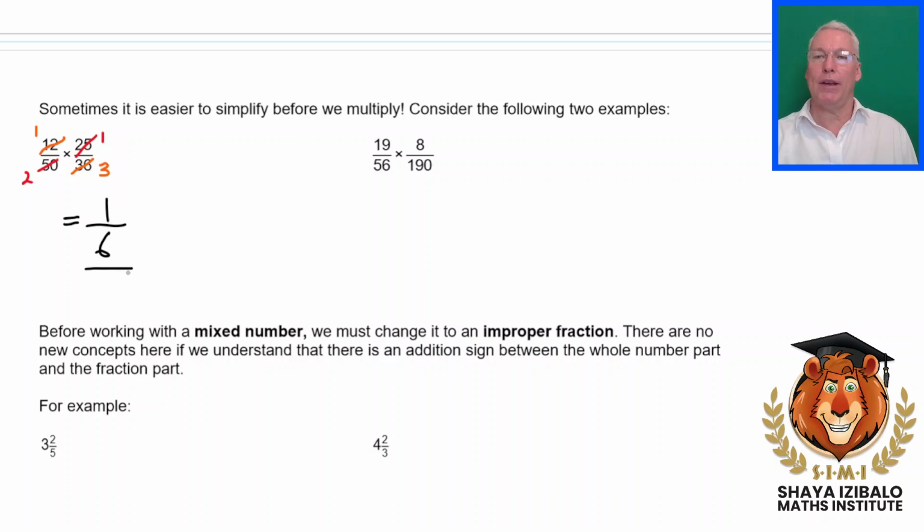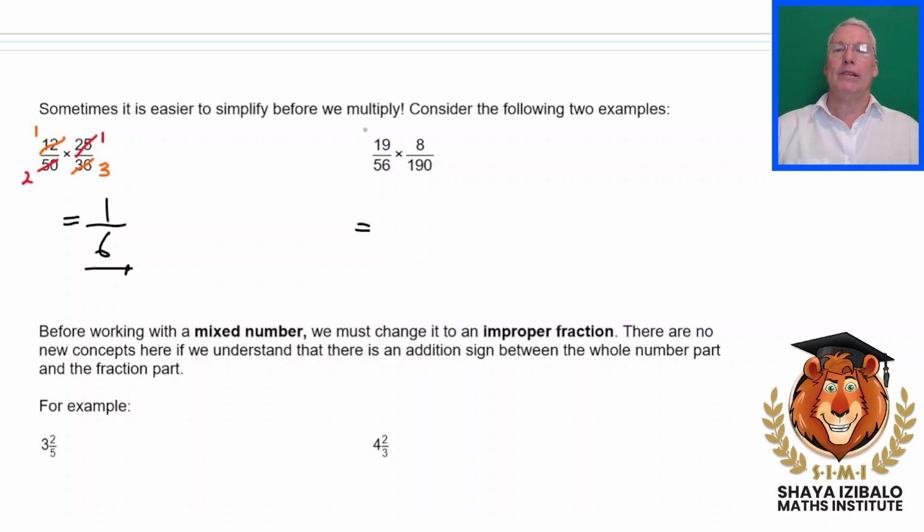Okay, and you might say, but my calculator can do it. Your calculator can do it, but you need to be able to do it, right? And you need to be able to do it without a calculator, because later when we do algebra, we're going to do algebraic fractions, and if you don't understand normal fractions, then algebraic fractions are going to become a problem.